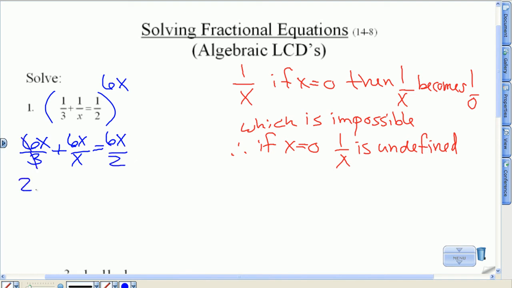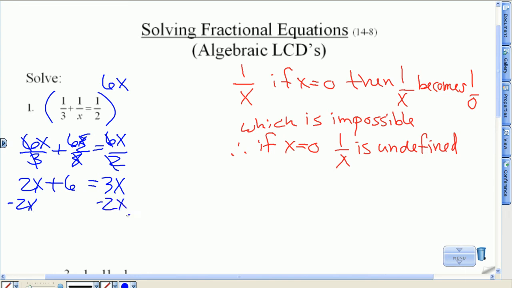Now I reduce the fractions. 3 goes into 6 2 times. Here the x's cancel out. 2 goes into 6 3 times. So look at that. Fractions are gone. X's shift around a lot. The variables are going to move all over the place because you're multiplying by the least common denominator, and that's okay. Just be real clean about what you're doing.